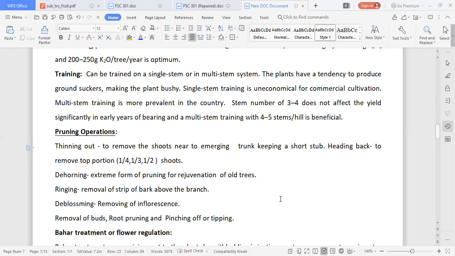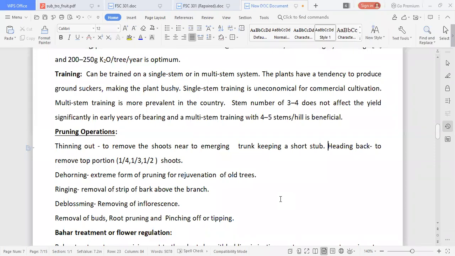Entire canopy you have to decapitate. Entire canopy you have to remove, so it will encourage your new branches. You can give some sprays of ethyl, so it will encourage your branching. Gibberellic acid sprays also you can give. So by that way you can save that tree.